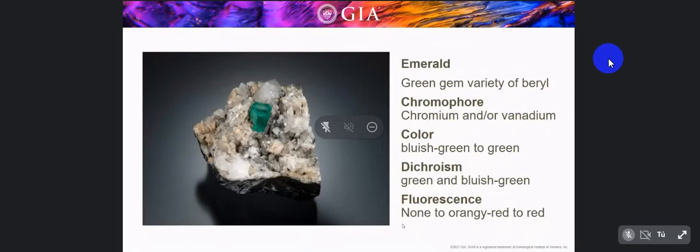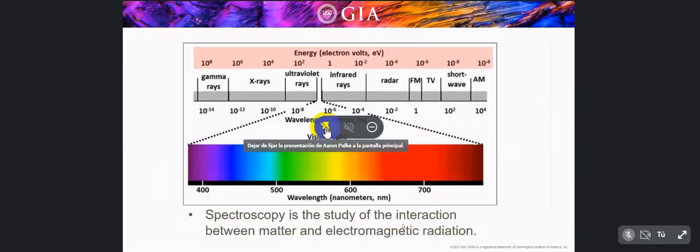Some emeralds will fluoresce under ultraviolet radiation. So if you shine a UV light on an emerald, especially emeralds from Colombia, the lower the iron is, the more likely the emerald is to fluoresce orangey red to red. And that's the chromium in the emerald that's giving that fluorescence.